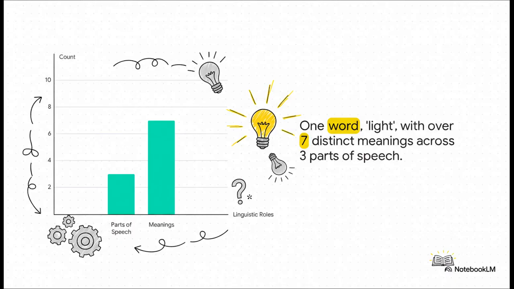I mean, let's just recap what we found. One single word, light. It can act as 3 different parts of speech. Across those, we found at least 7 completely different meanings. And we haven't even mentioned the fact that it's both a regular and an irregular verb. That is an insane amount of heavy lifting for one little 4-letter word.